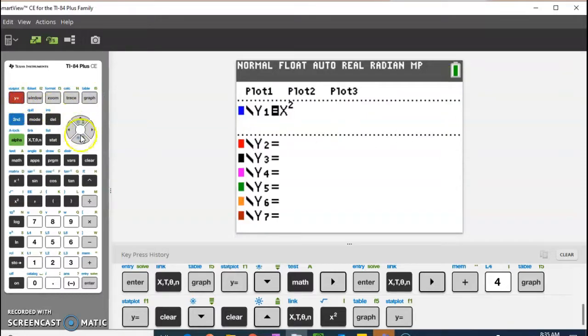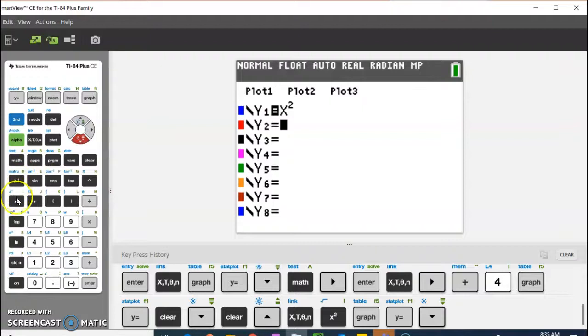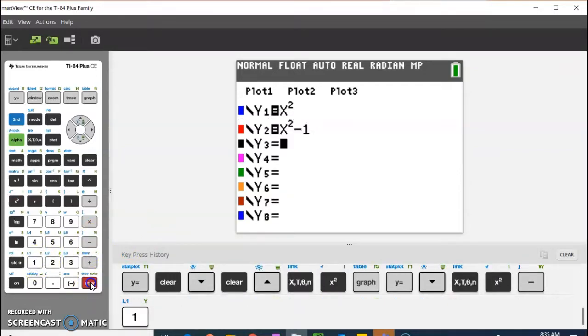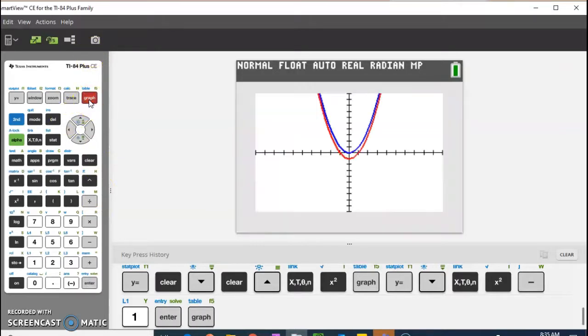Then I'm going to go to y2, and I'm going to do x squared minus 1. And let's graph that. And look, it moved that quadratic down 1 unit. So let's write that down 1 unit, which is going to affect the y once again.